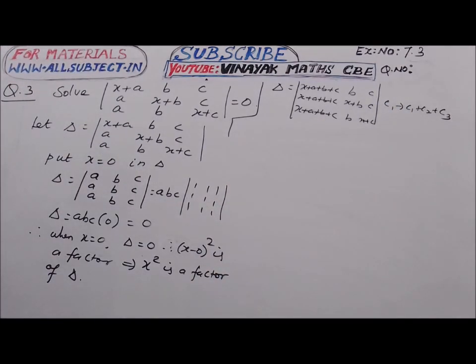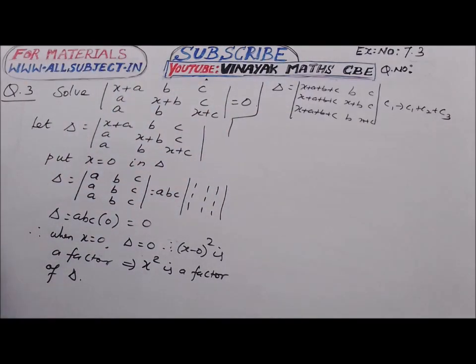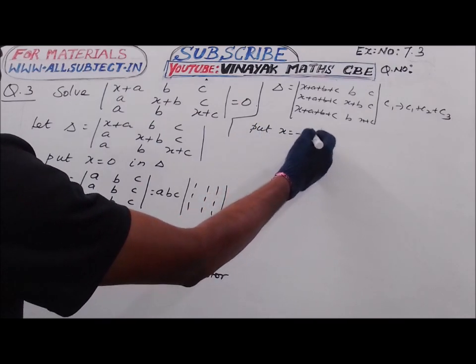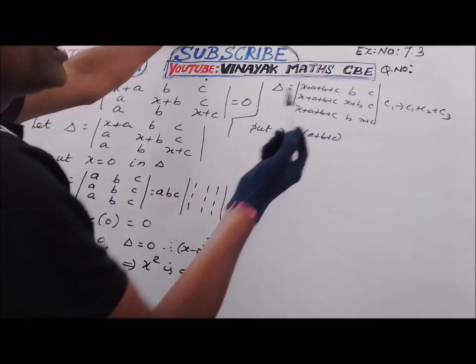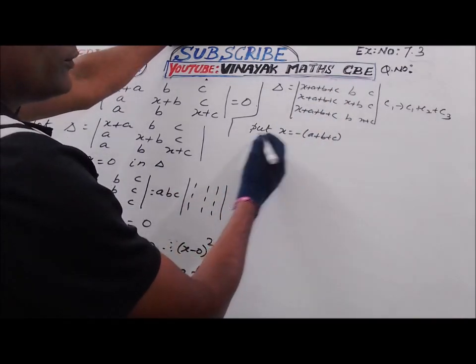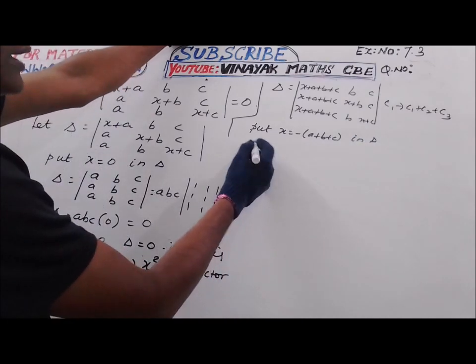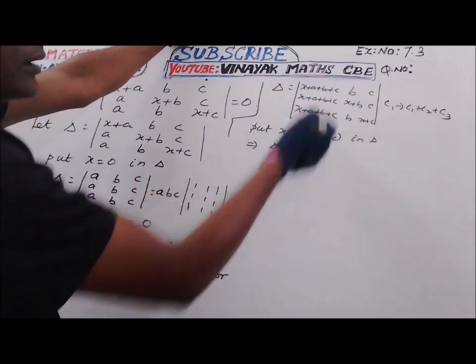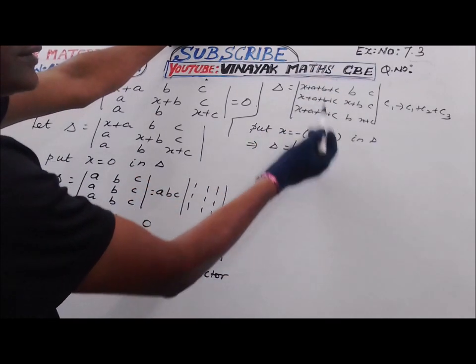Look here. Now I am substituting x equal to minus of a plus b plus c. Put x equal to minus of a plus b plus c in it. The entire column becomes 0. Put x equal to minus a plus b plus c in delta, which implies delta equals 0, because all the columns become 0.